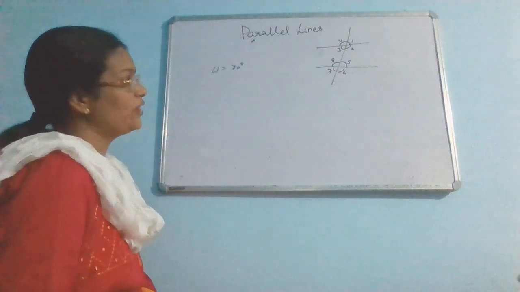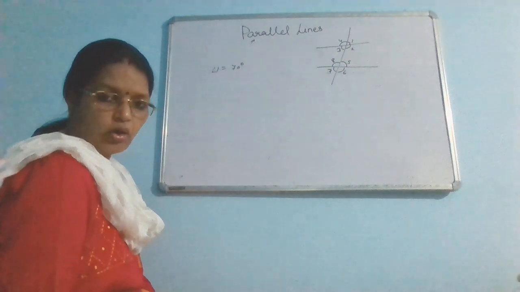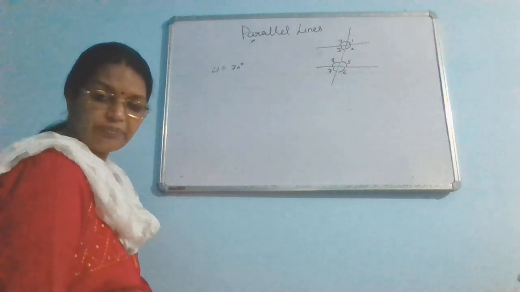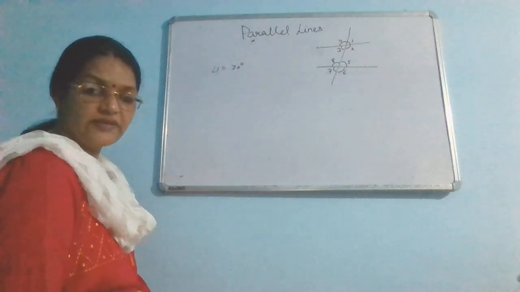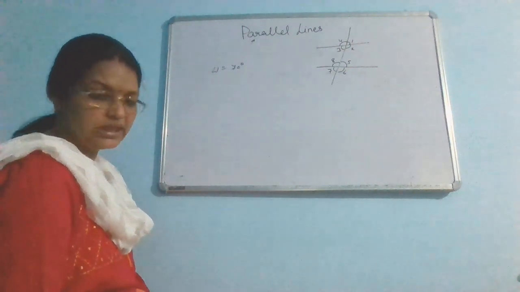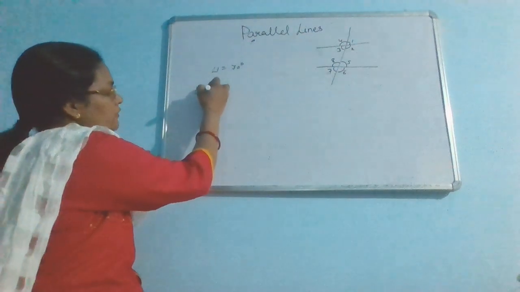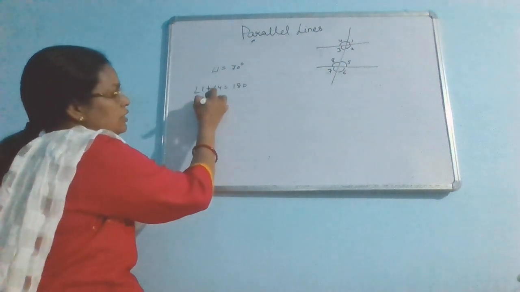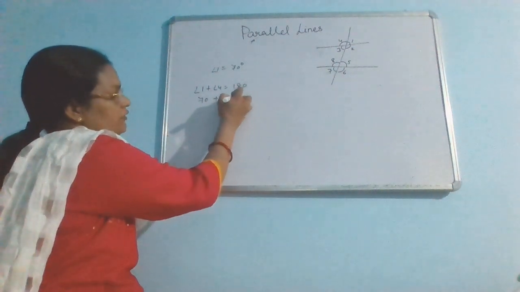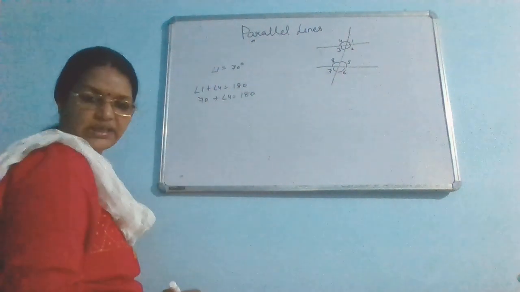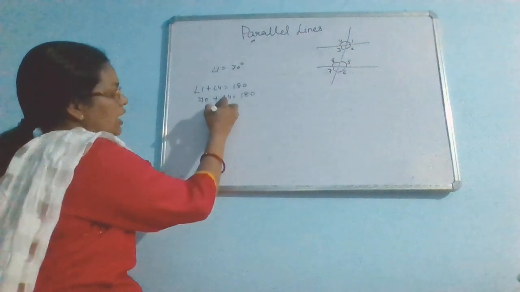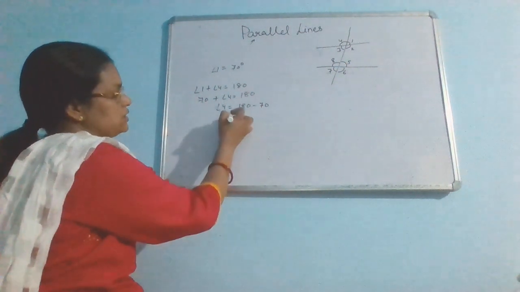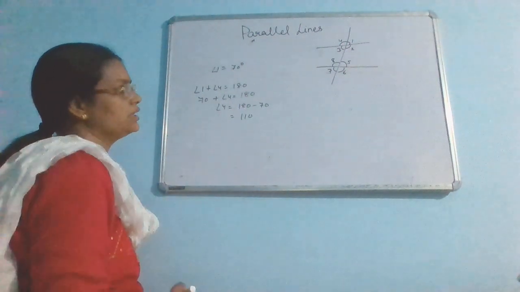As you can see, angles 1 and 2, or 1 and 4, are linear pairs, or you can say supplementary angles. So the sum of these two angles is equal to how much? 180 degrees. So we can say angle 1 plus angle 4 is equal to 180 degrees. So 70 plus angle 4 is equal to 180 degrees. So angle 4 is equal to how much? 180 minus 70. This is equal to 110.